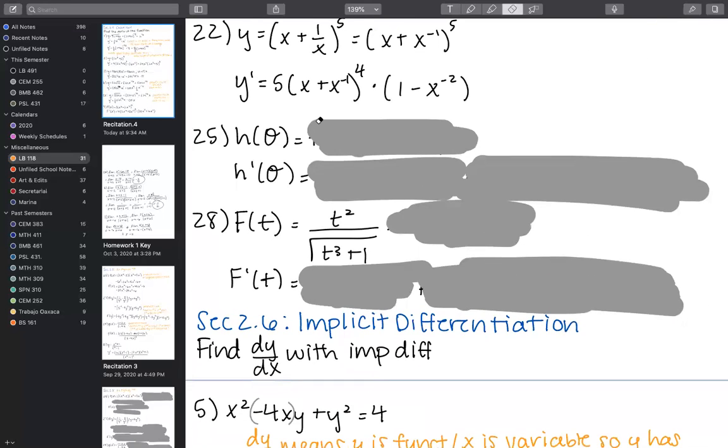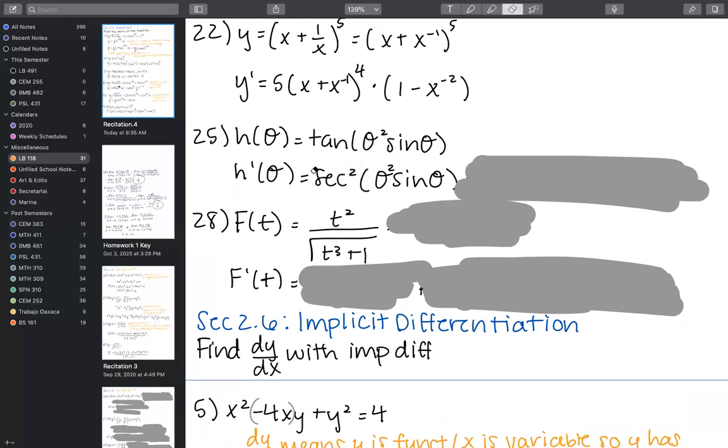All right, h of theta is equal to tangent of theta squared sine theta. So outermost aspect is going to be the tangent, and so we're going to take the derivative of tangent, keep the innermost aspect the same, and then we will multiply by the derivative of theta squared sine theta, which is going to be a product rule manipulation.